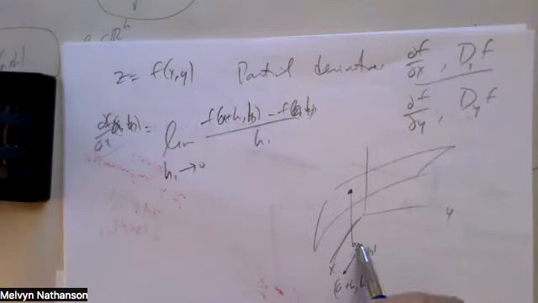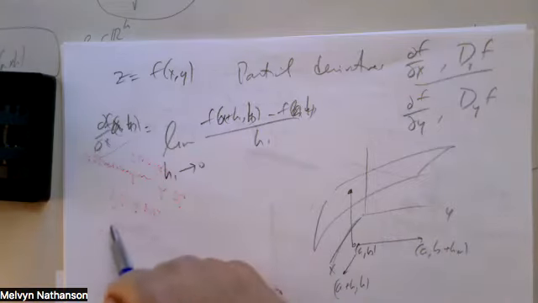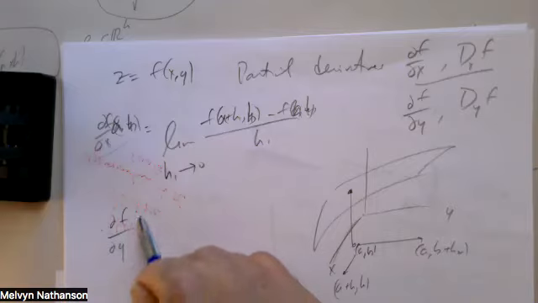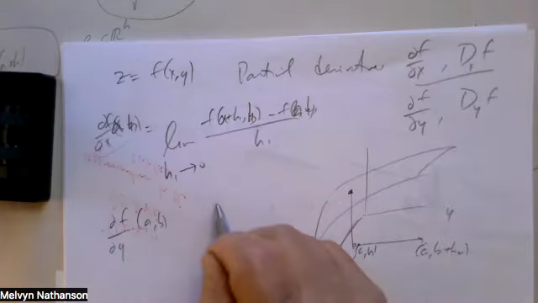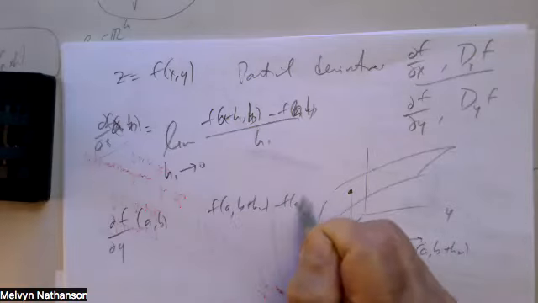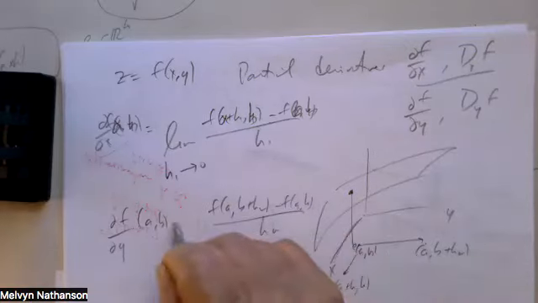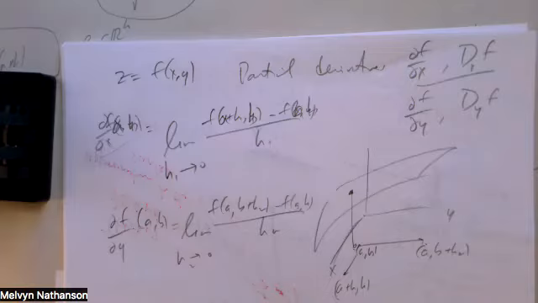If I were to take this point and move in a direction parallel to the y-axis, a doesn't change, and we increase b by some amount h2. For the partial of f with respect to y at the point (a, b), we look at the change in the value of the function from here to here. That's f(a, b + h2) minus f(a, b), divided by h2, and take the limit of that as h2 goes to zero. That's the partial derivative.